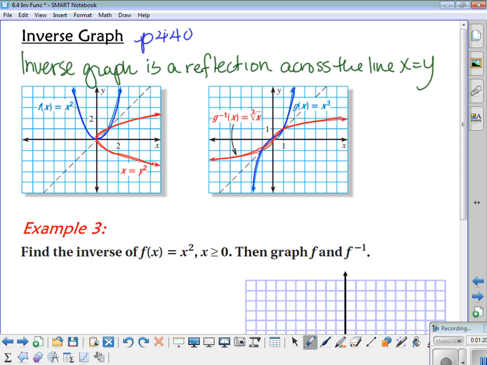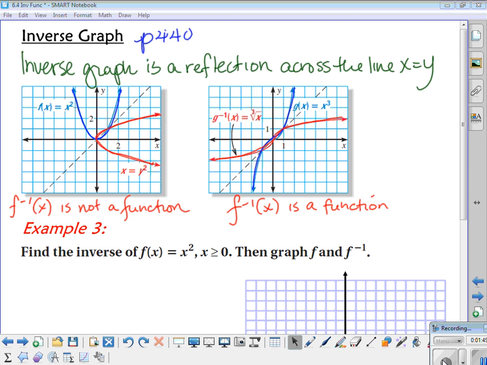So sometimes your inverse is a function and sometimes your inverse is not. So in the first example, the inverse is not a function, but in the second example it is. So it just depends on what your original graph was. There's no hard and fast rule that it's always going to be a function or it's always not going to be a function. It just depends on the original graph.